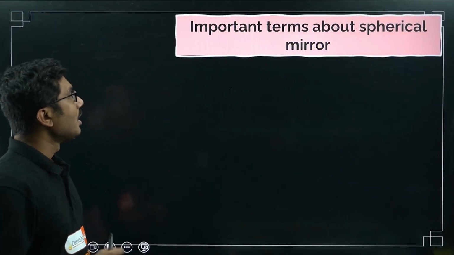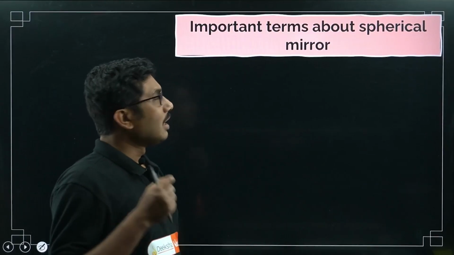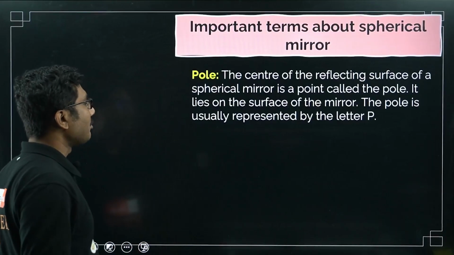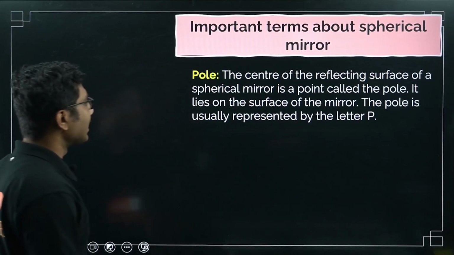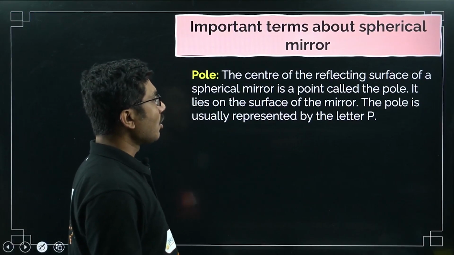Okay, now let's move into the important terms about spherical mirrors. What are the important terms? Pole. The center of the reflecting surface of a spherical mirror is a point called the pole.